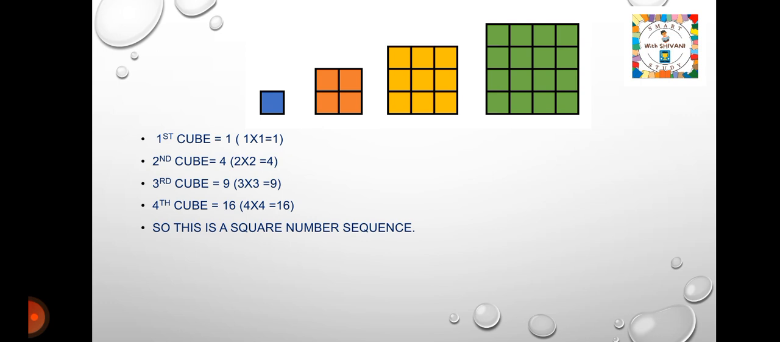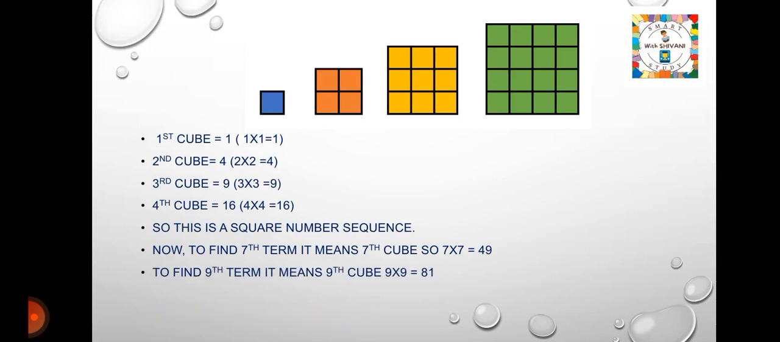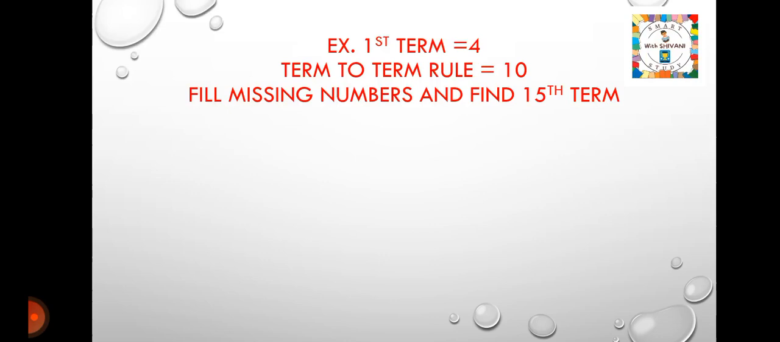So if they ask us what is the seventh term, or to find out how many squares are there in the seventh cube, then it is very simple. We simply multiply 7 times 7 or 7 square, which gives us 49. And if we want to find out the ninth term of the given sequence, it is 9 times 9, which is 9 square, which is 81. Isn't it easy? Yeah.